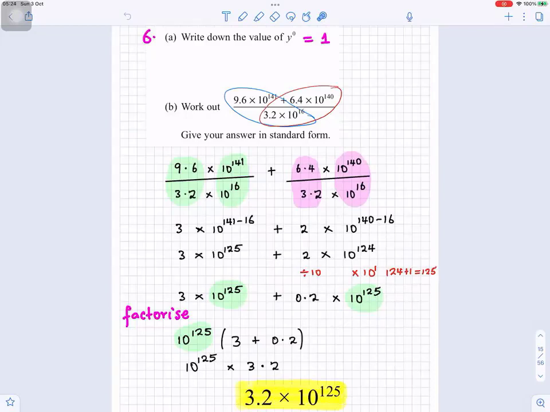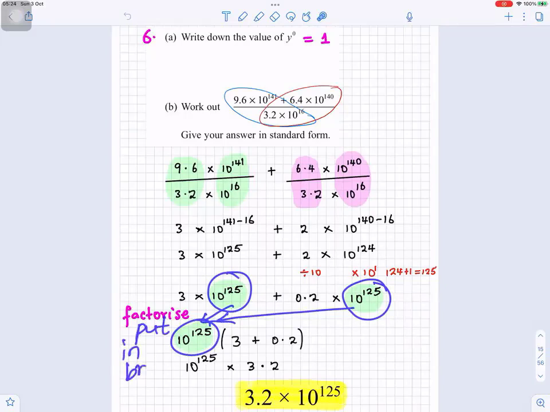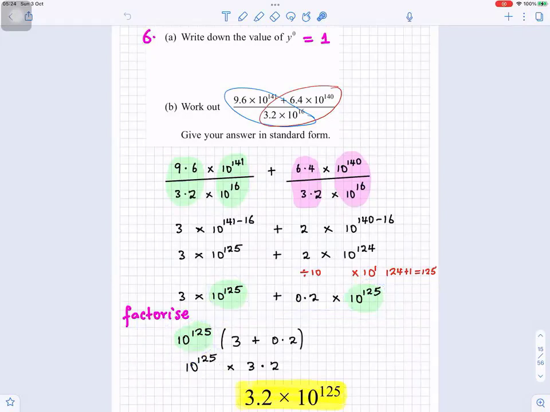So the important bit is to remember, you divide by 10 there, so you get 0.2. And you times by 10 there, which is like adding 1 to 124, you get 125. That gives you 125 on the right, 125 on the left. And you can factorize because 125 is common. Take it out of the bracket. Factorize means put in brackets. Once you get 125 out of the bracket, you add 3 plus 0.2, and it gives you 3.2. That's 3.2 times 10 to the 125.